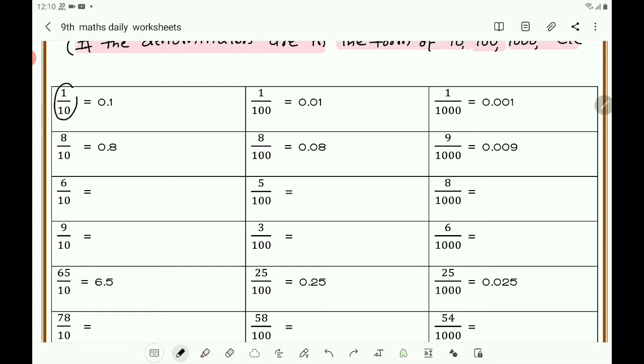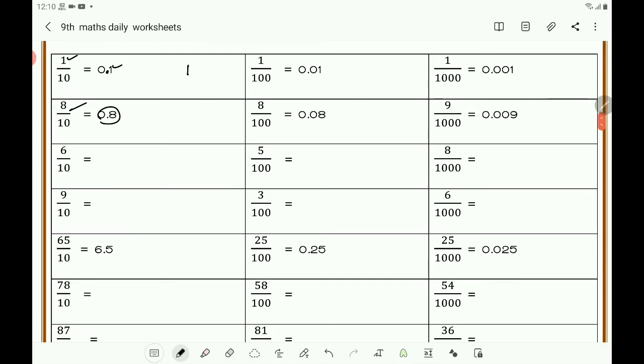That you have to count here. 1 by 10. See the denominator is 10. So in front of 1, 1 zero is there. So here you write 1 and directly you can put the point here. How many digits are there after the decimal point? 1. Next here 8 by 10 is also 0.8. 6 by 10, 0.6. 9 by 10, 0.9.